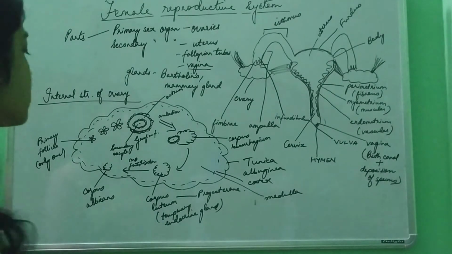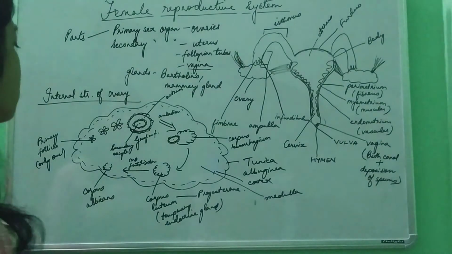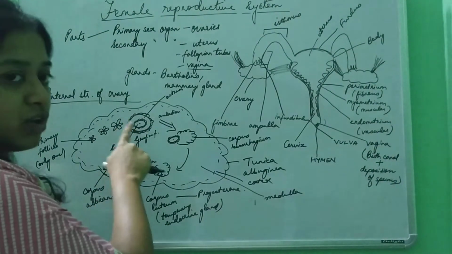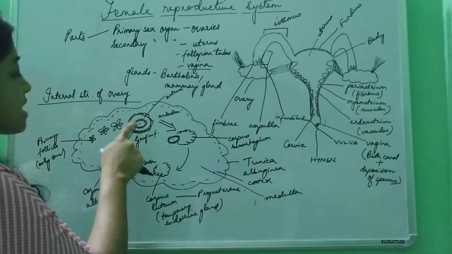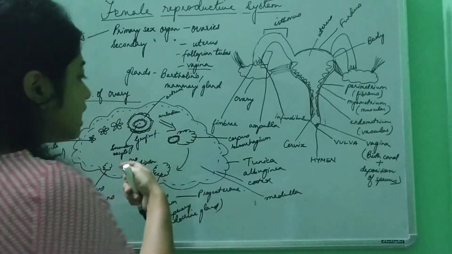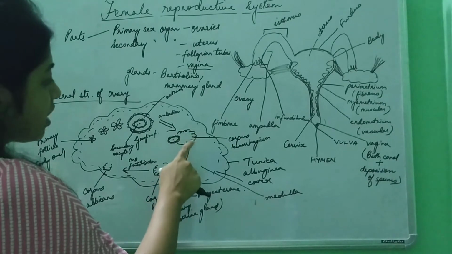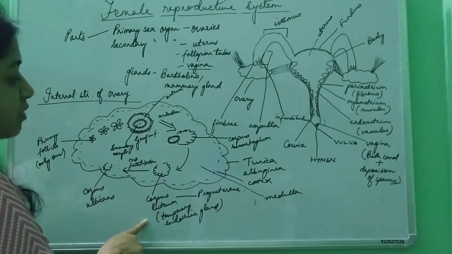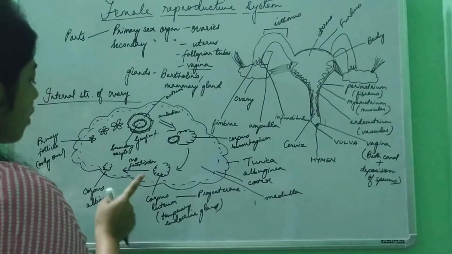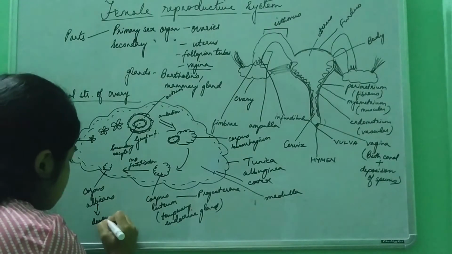What happens in it? A primary follicle will grow every month to form the secondary follicle, then tertiary, then Graafian follicle. Graafian follicle consists of the secondary oocyte. This secondary oocyte will undergo ovulation, means it will be released, and the rest part will be corpus hemorrhagium. The corpus hemorrhagium will change to corpus luteum, which secretes progesterone. When no fertilization occurs, this corpus luteum changes to corpus albicans, which degenerates.